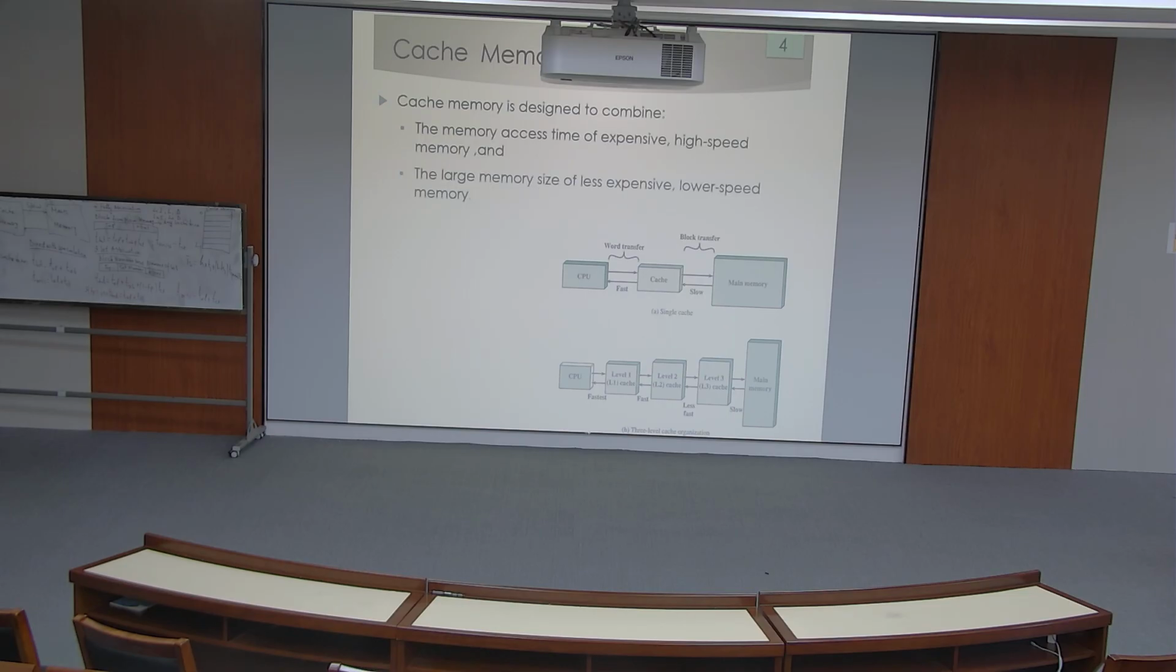Here we have the computer system which includes only a single cache memory. The path between the central processing unit and the cache memory is fast. Here, the path from the cache memory to the main memory is slow, and it has a block of data as the unit of transfer.